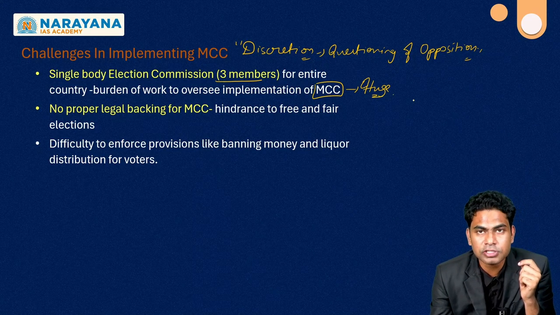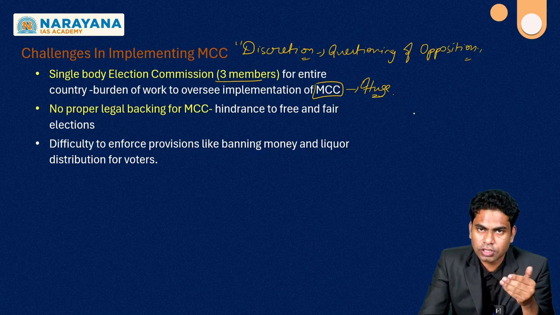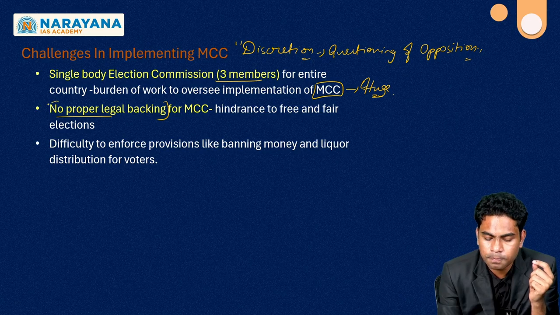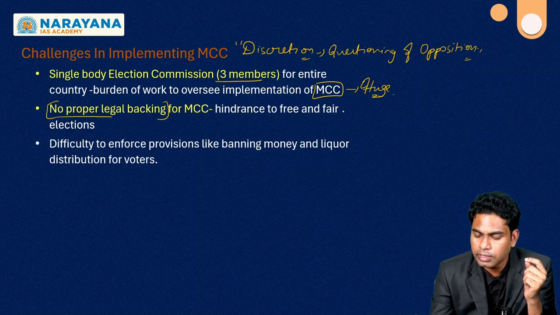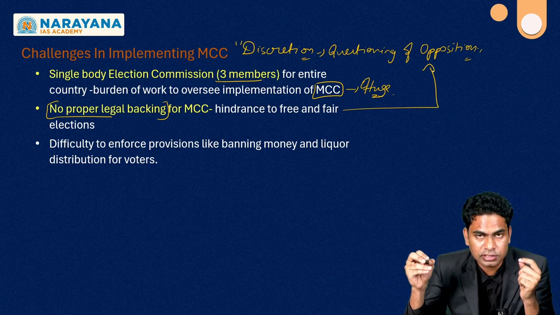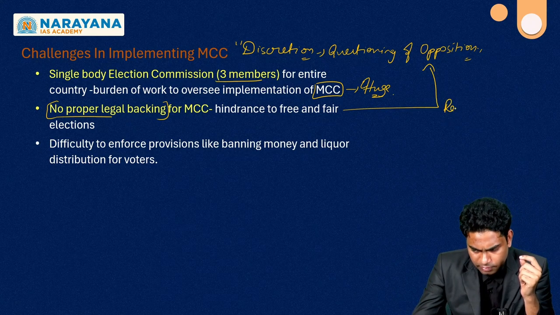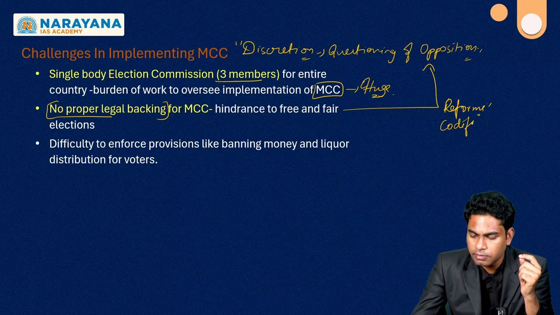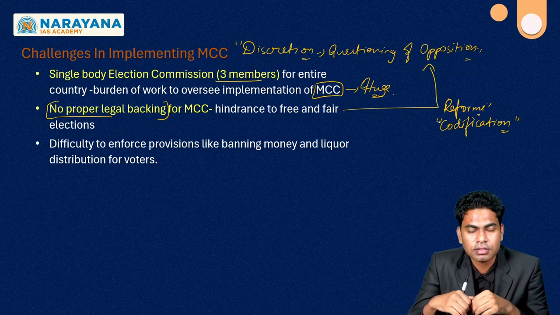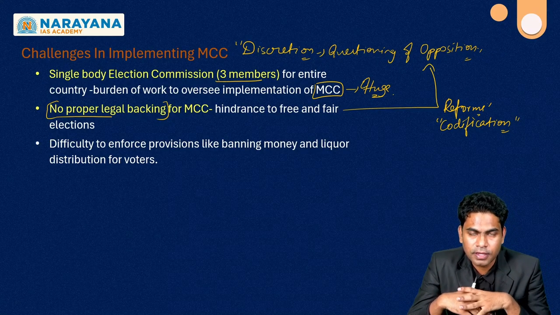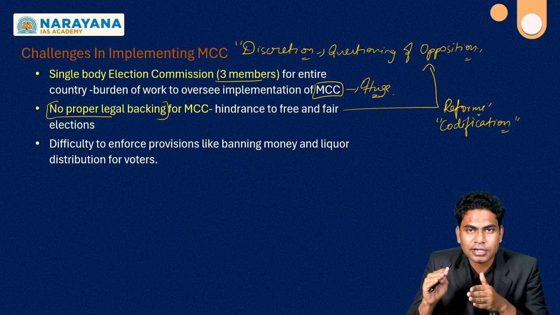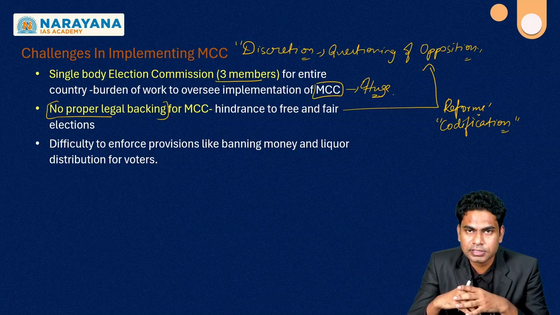So we need certain administrative changes so that we could efficiently implement the model code of conduct. Then there is no proper legal backing. As we have already seen, there is no legal backing. Thus, there is criticism from the opposition. There are many reforms that are required. There is clear codification which is required. Why? We need to be able to identify the restrictions clearly, and thus implementation will become easier. And also violations could be easily understood, as manifested by the political parties.